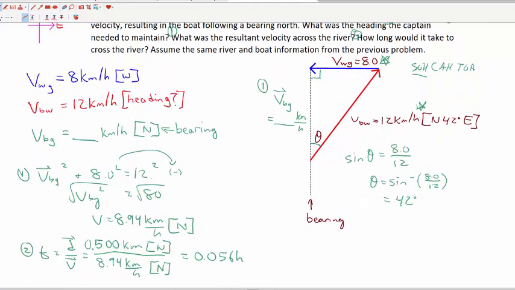So that is how we would get across the river with a correction. We'd point our boat somewhat upstream, and this angle is going to become greater and greater the closer the 2 velocities are together. And ultimately, this problem can't be done if our boat is slower than the water.